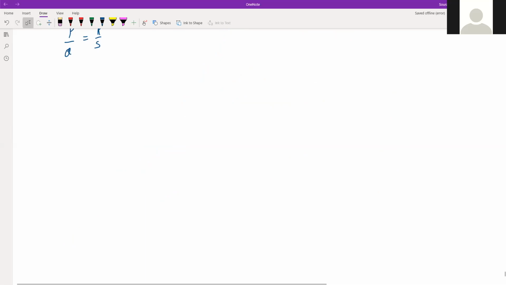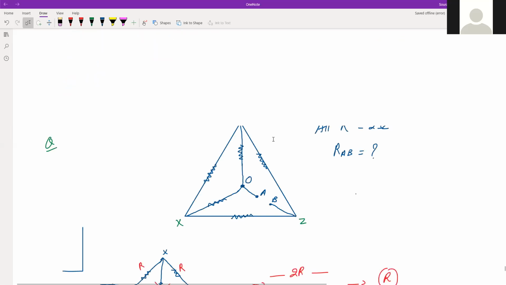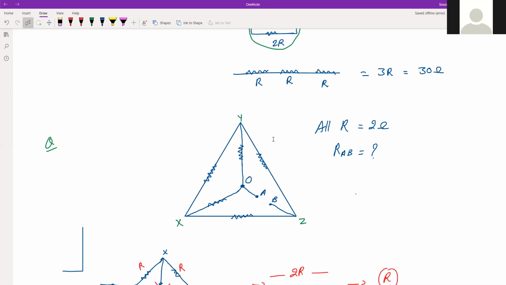So now, I think based on these things which we have studied yesterday and today. Yesterday we have seen the infinite ladder problem. We have also seen the circuits with symmetry, and today we have seen circuits with Wheatstone bridge. So based on these three, I'll send you some questions today. I haven't sent questions yesterday, but today I'll send them.